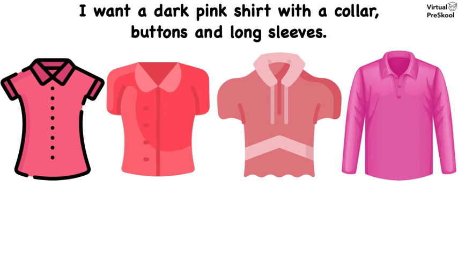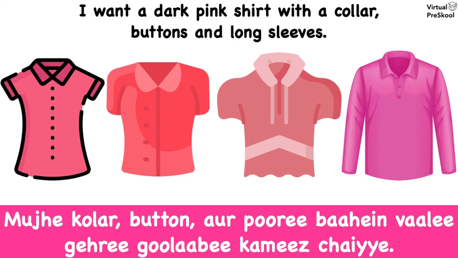Now, let's put everything together with light and dark, collar, buttons, and sleeves. I want a dark pink shirt with a collar, buttons, and long sleeves. All right, think about it. All right, let's take a look at the answer. मुझे कॉलर, बटन और पूरी बाहें वाली गहरी गुलाबी कमीज चाहिए.